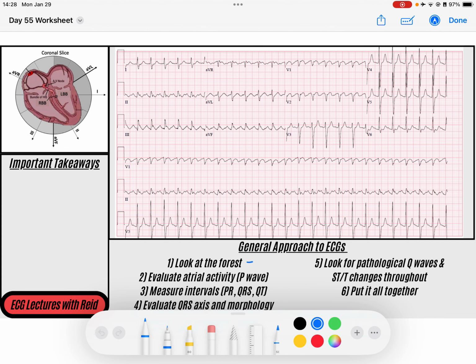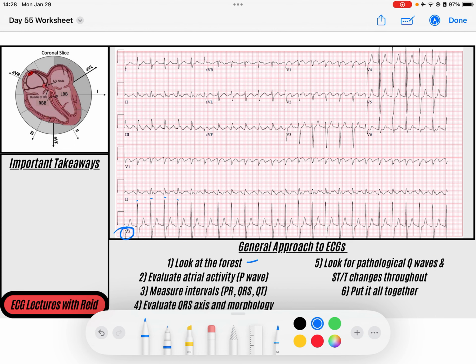So the first thing I'm going to do is look at the forest, and the trees of the forest are my QRS complexes. So let's take a look, maybe starting here in V5. I notice I've got a narrow complex tachycardia that is regular. There are no pauses throughout the rhythm. There's no real changes in the rates in the R-to-R intervals, and it's a narrow complex rhythm.